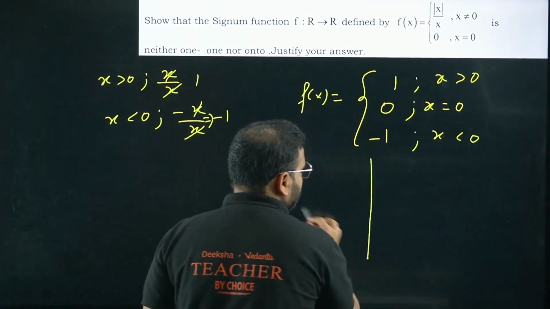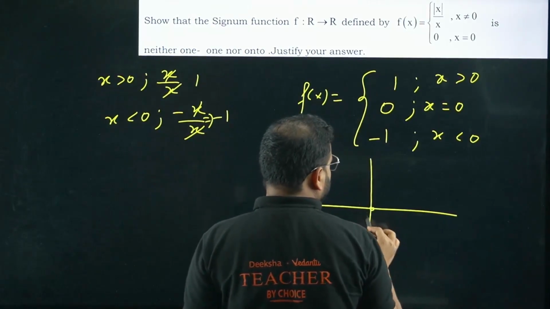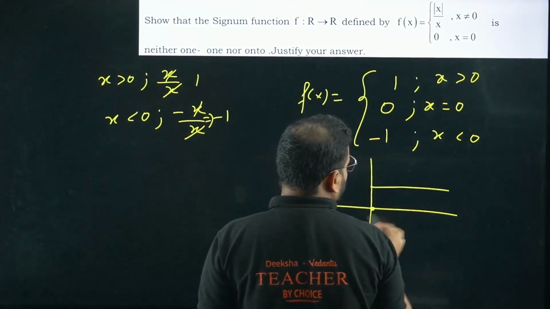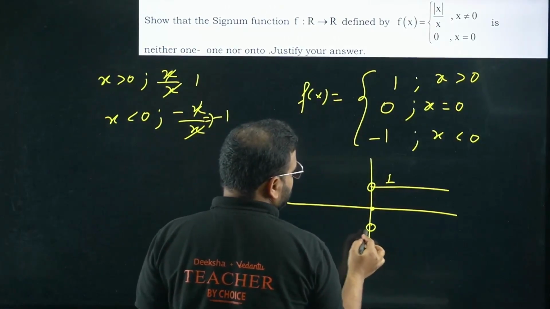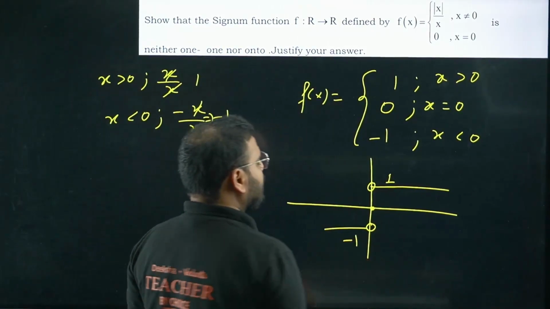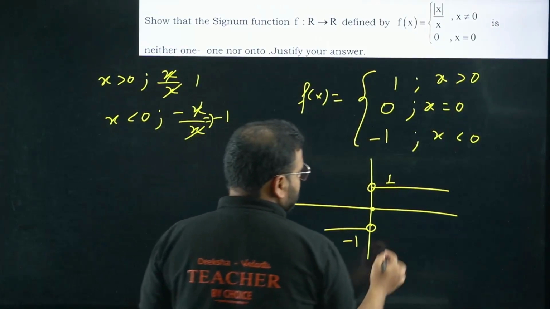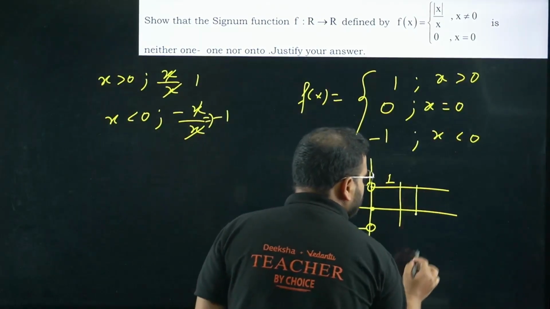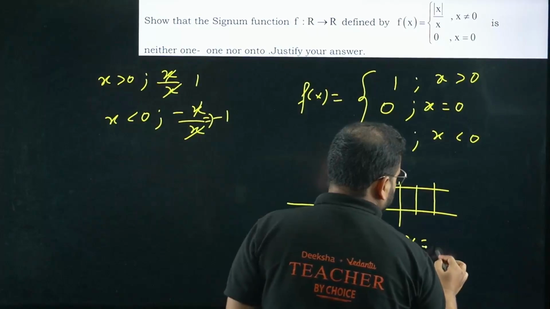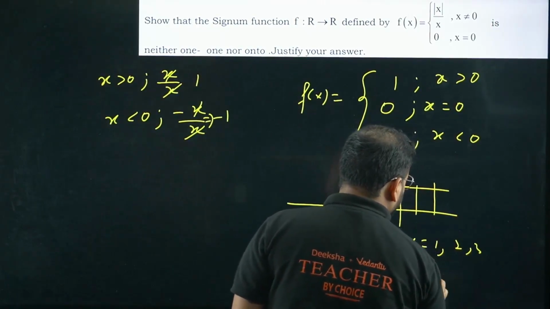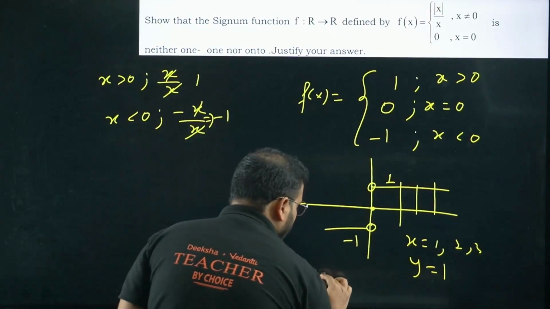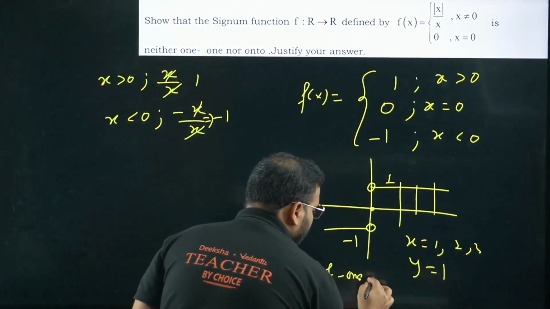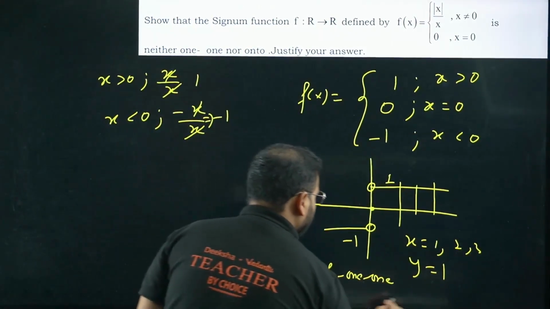Draw the graph for this. Please check. At 0 it is 0. After 0 it is coming to be 1, but this is open, and before this it is coming to be minus 1, this is open. Please check. So of course, for x equals 1, x equals 2, x equals 3, what is the y value? Always 1. Is it one-one, sir? No. Not a one-one function.